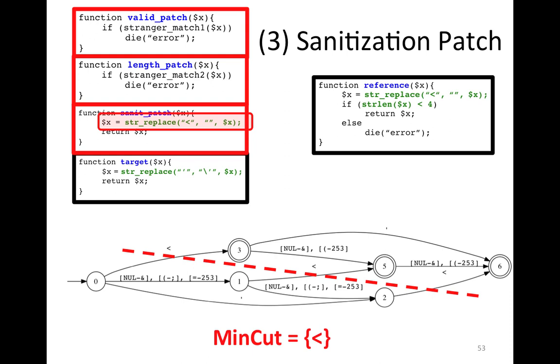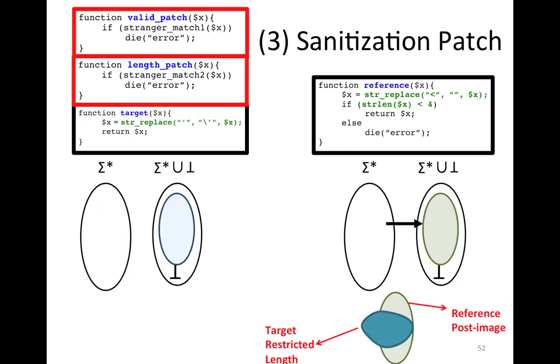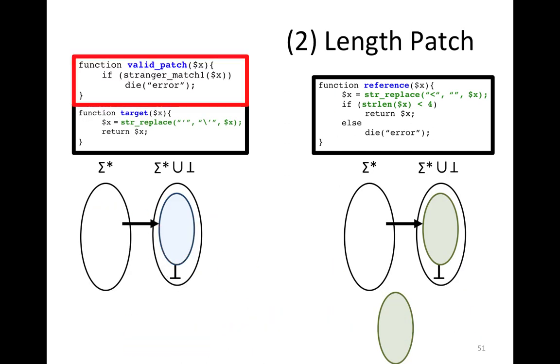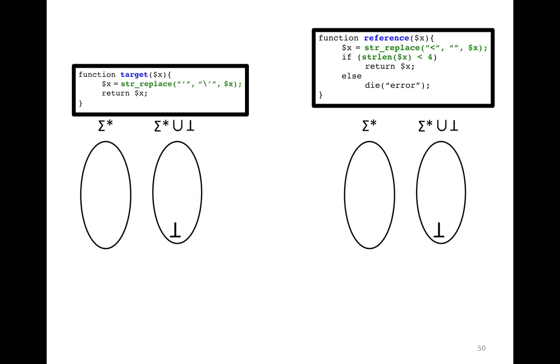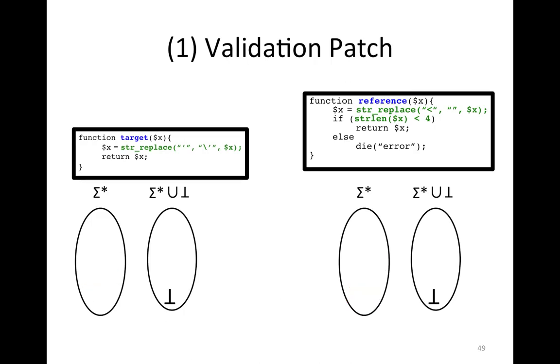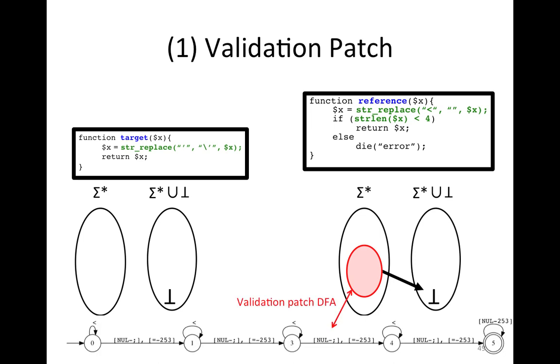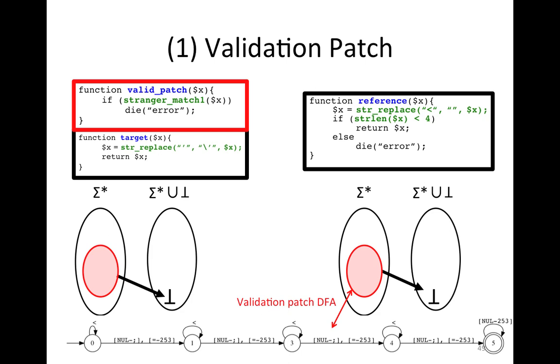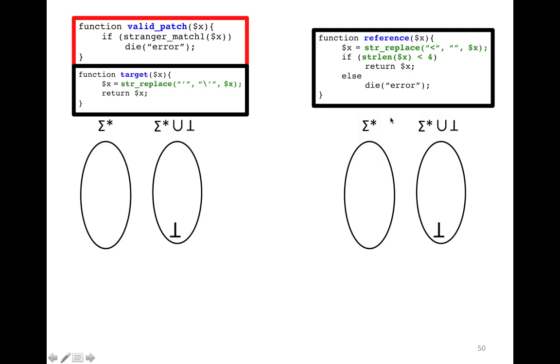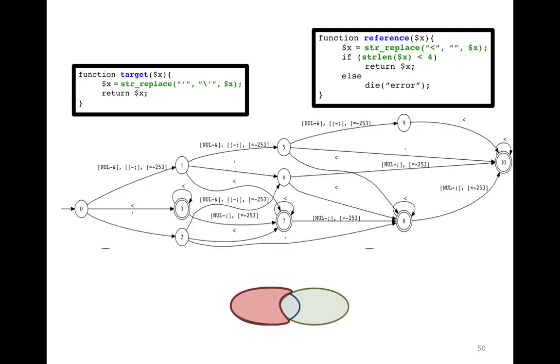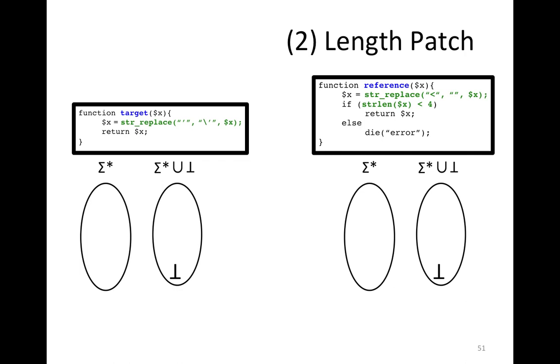Okay, so before I move on, let me go back just quickly on what we have done here. So we started first with the validation patch. We computed the set of strings that are rejected by the reference, but accepted by the target. Then we reject these strings on the target. This way we generate a validation patch that would take care of the difference that results from filtering operations. And then we moved on, and we tried the min cut, it didn't work. So we moved on to the length patch.